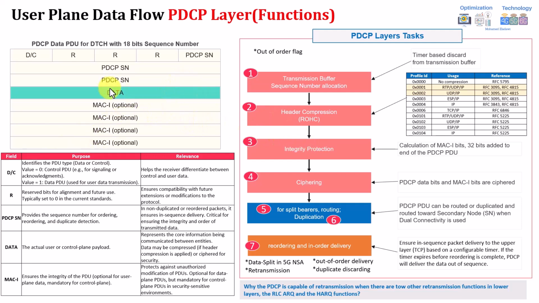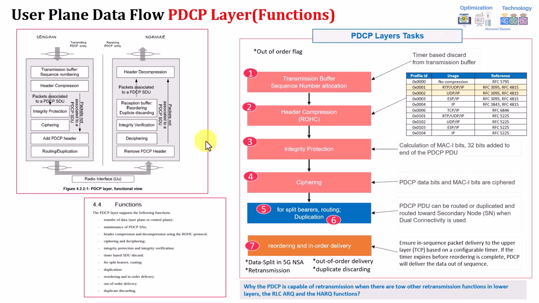And again, the sequence number can be exactly the same as RLC, 12 or 18 bits. And this also decides the window size. If you don't remember window size, you can go back to the first session. And this is just a high level about the functions which can be presented. We'll go through each one of them in the next slides. So let's move to the next slide and see what we have.